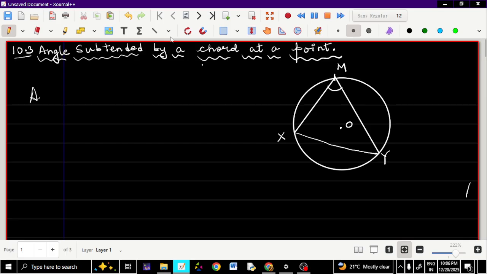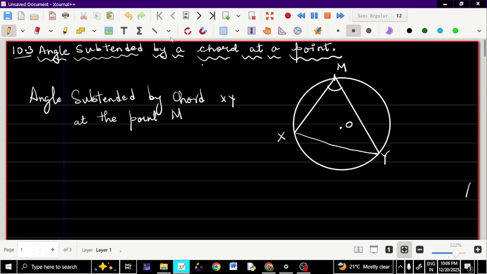So I can write here: angle subtended by the chord XY at the point M is which one now? Angle XMY, or YMX also you can call it. Angle XMY.